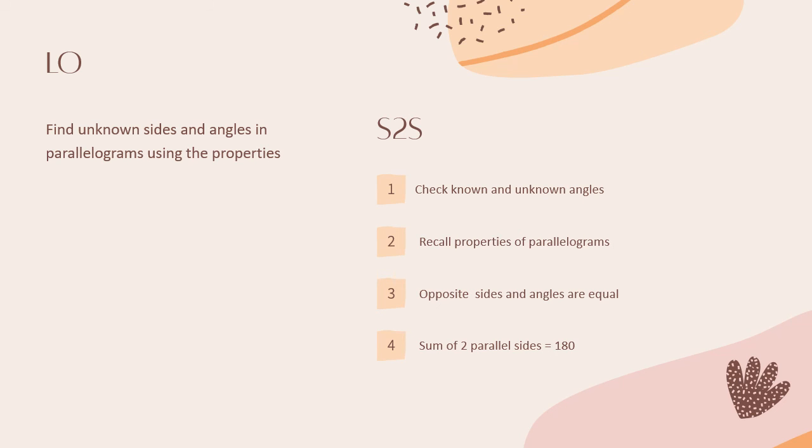So those are the three examples on the three properties of a parallelogram that you need to apply in order to find the unknown angles or unknown sides. So let's just quickly recap our LO and S to S for today. Today we are finding unknown angles and sides in parallelograms using the properties that we know, the three properties. Our S to S for today are the first one, we need to check the known and the unknown angles if you are required to find angles.